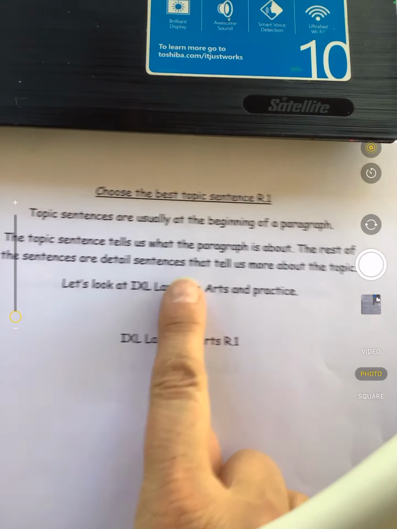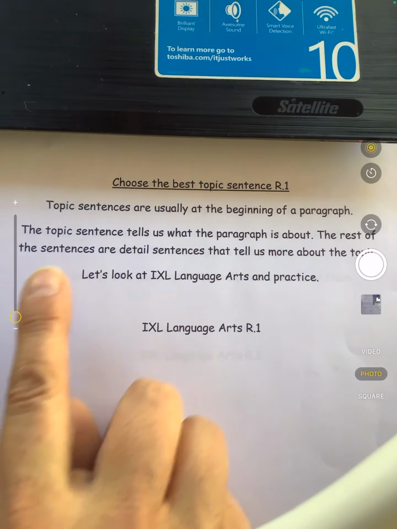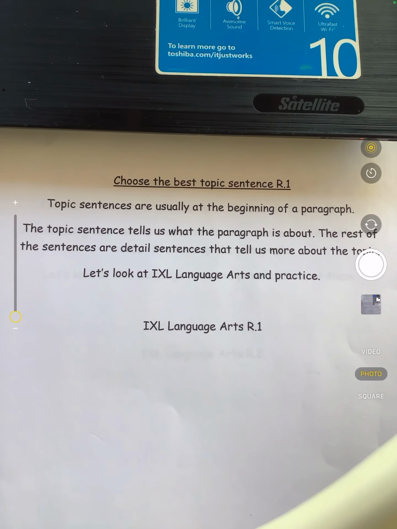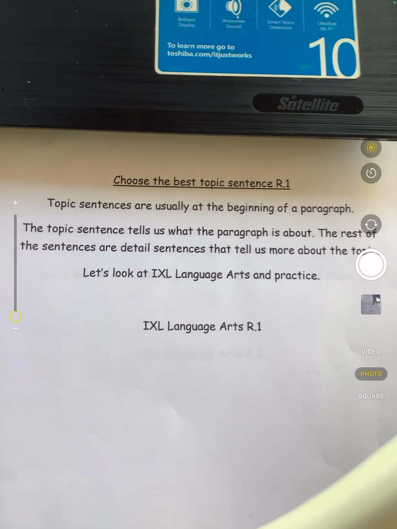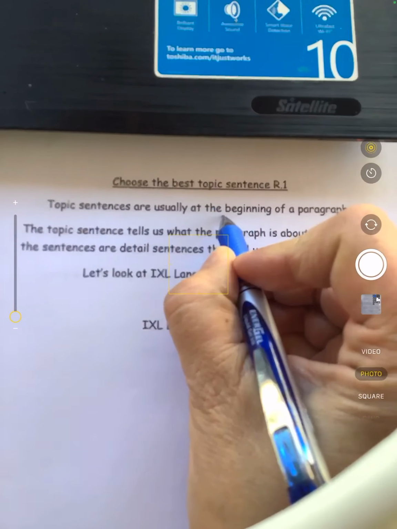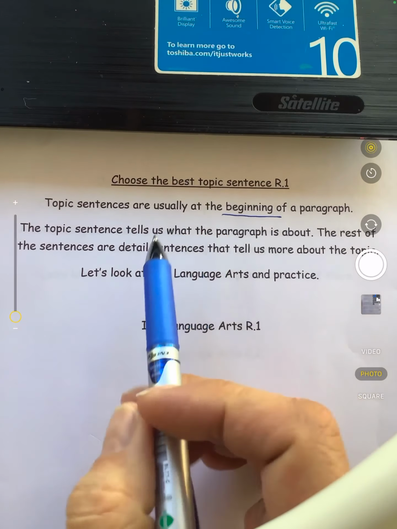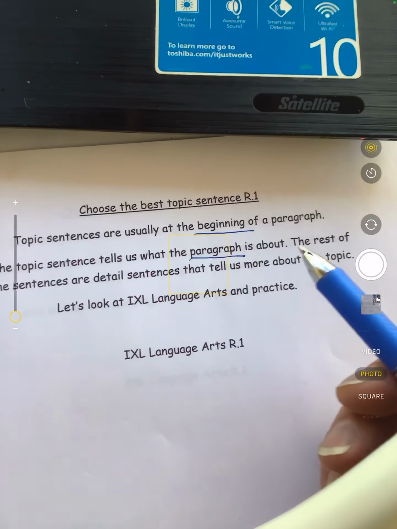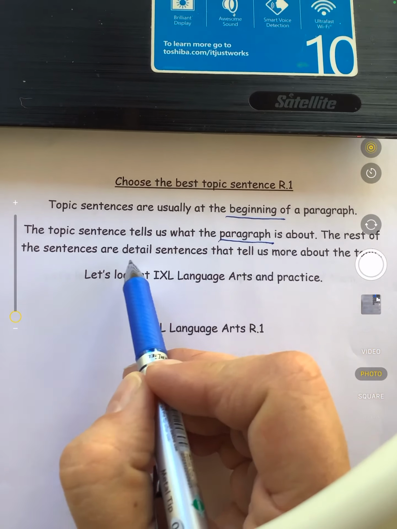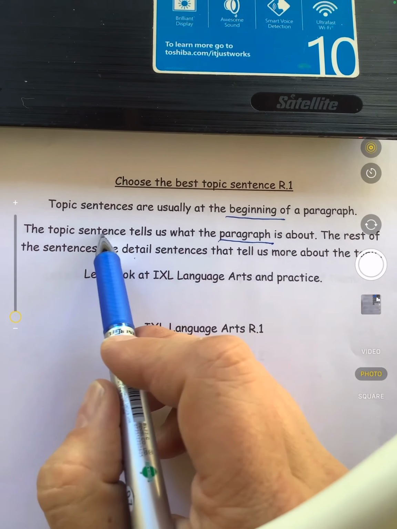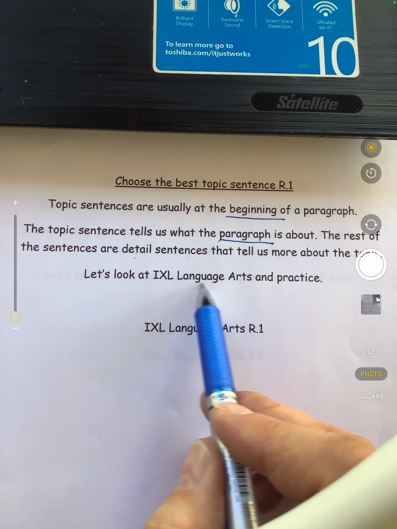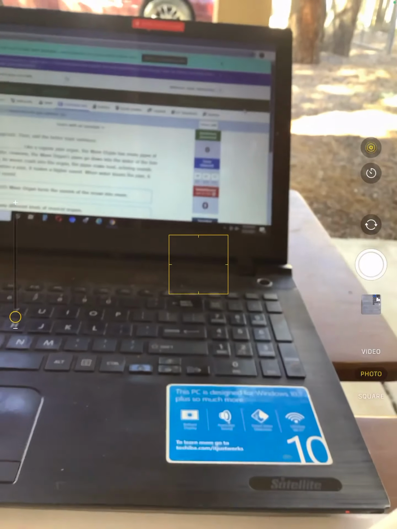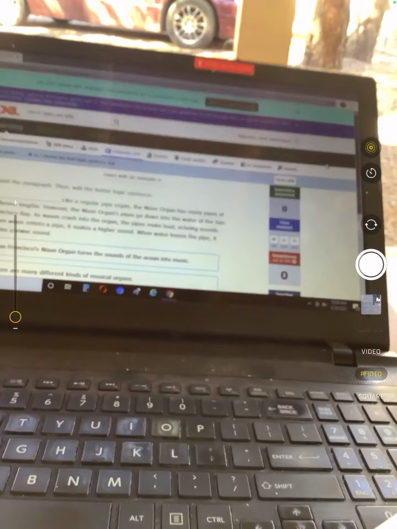Okay, so choose the best topic sentence. This is Language Arts R1. Topic sentences are usually at the beginning of a paragraph. They're usually the first sentence for you guys right now. The topic sentence tells us what the paragraph is about. And then the rest of the sentences are details that tell us more about the topic sentence, okay? So we're gonna look at language arts and practice. So let me turn my camera and bring this a little closer.